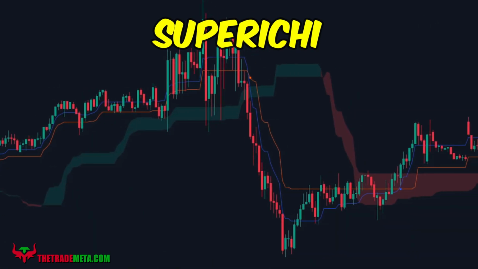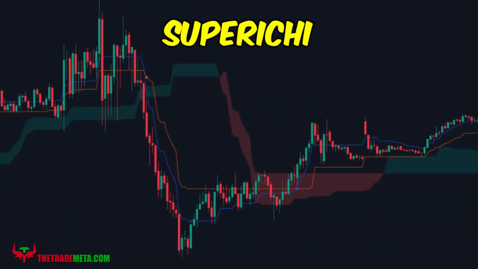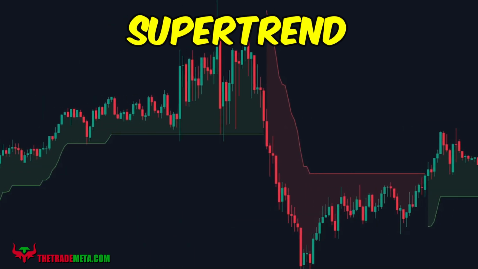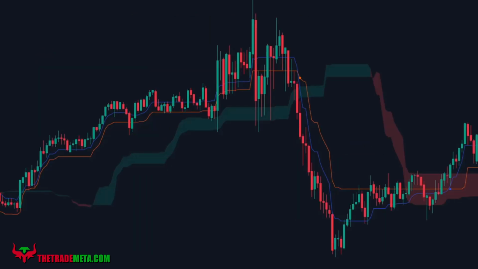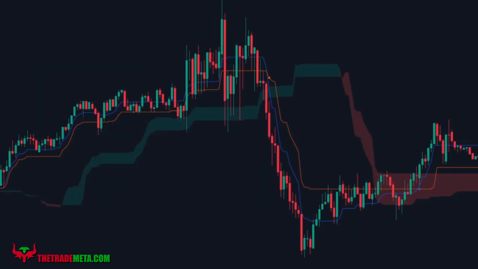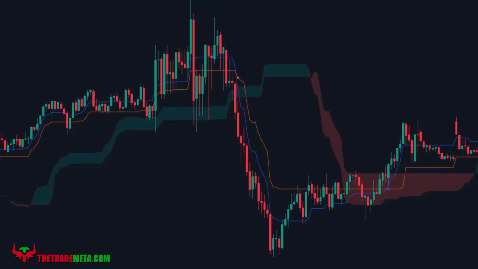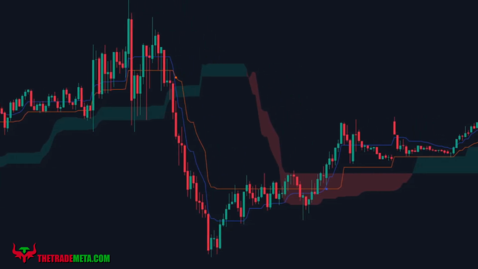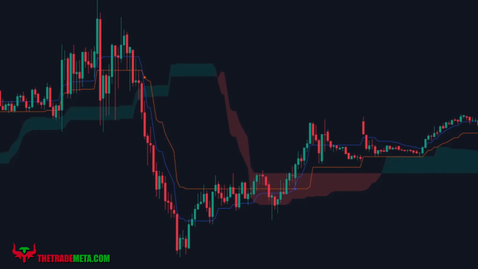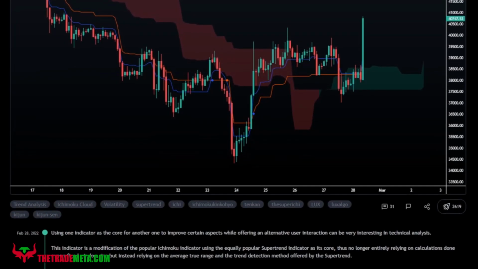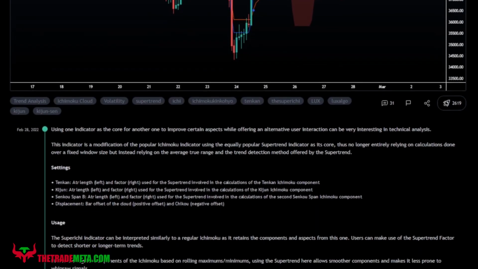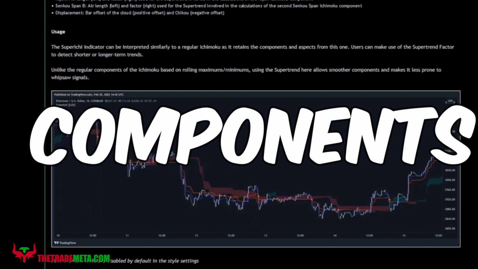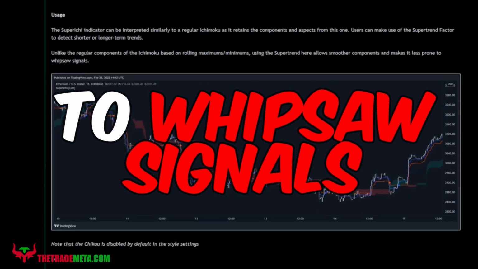The Super Ichi indicator is a modification of the popular Ichimoku indicator using the equally popular Super Trend indicator as its core, thus no longer entirely relying on calculations done over a fixed window size, but instead relying on the average true range and the trend detection method offered by the Super Trend. Unlike the regular components of the Ichimoku, based on rolling maximums and minimums, using the Super Trend here allows smoother components and makes it less prone to whipsaw signals.